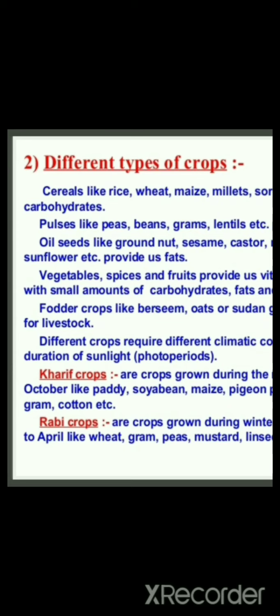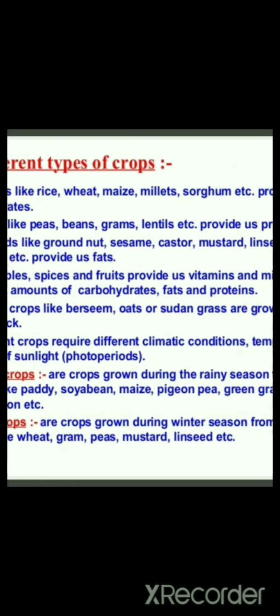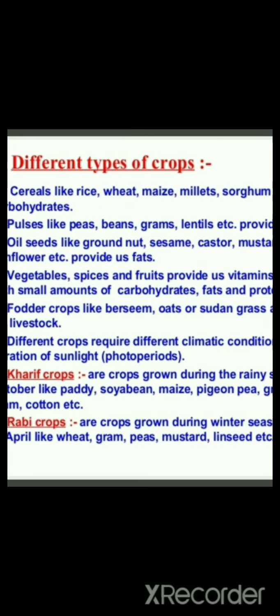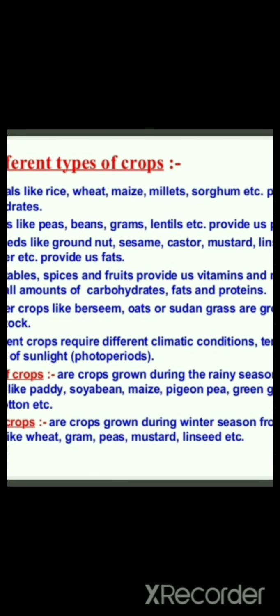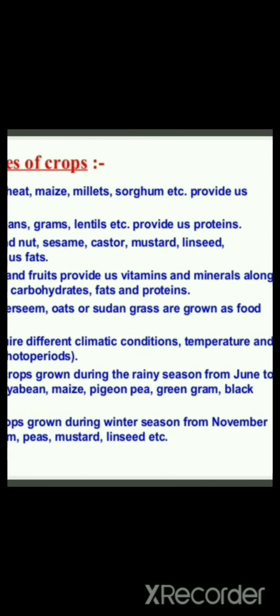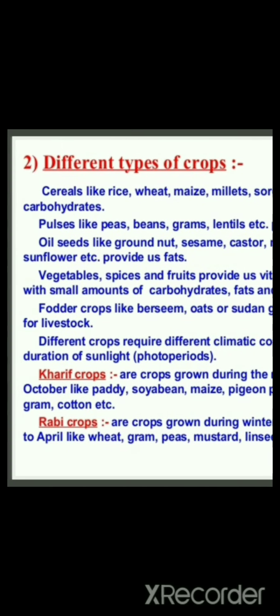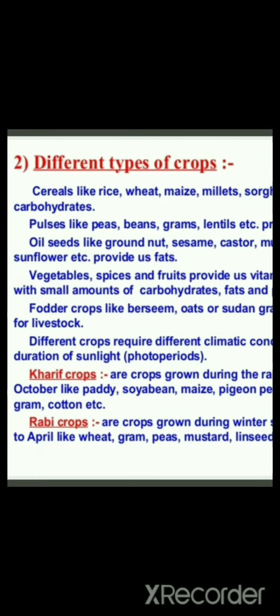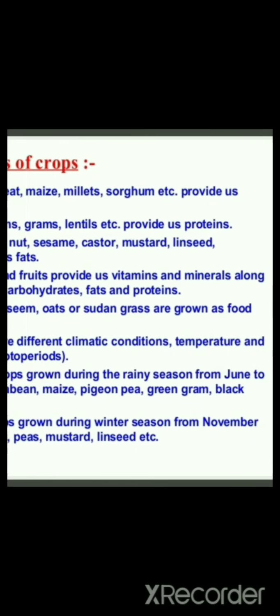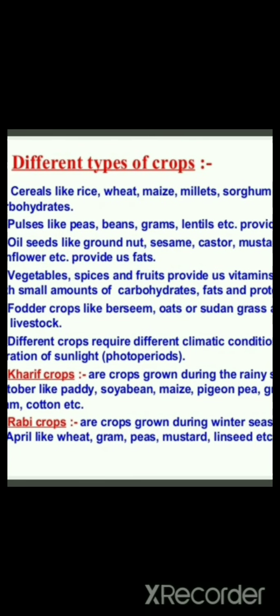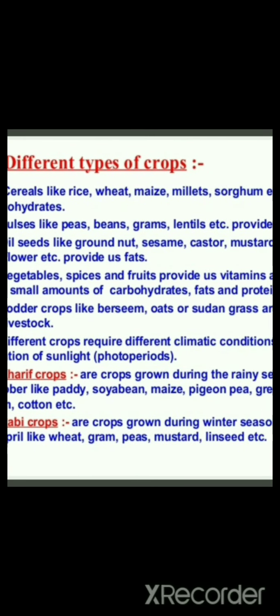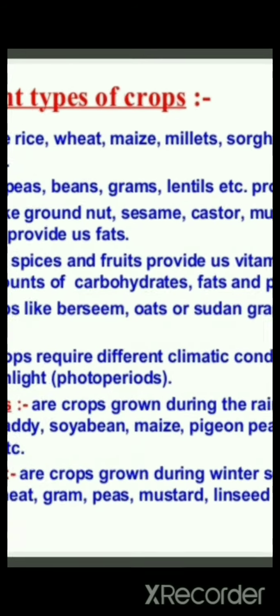Students, let's see the different types of crops and what temperature they require. There are two types of crops, kharif and rabi crops. Kharif crops are grown during the rainy season from June to October, like paddy, soybean, maize, pigeon pea, green gram, black gram, cotton, etc. Rabi crops are crops grown during the winter season from November to April, like wheat, gram, peas, mustard, linseed, etc.